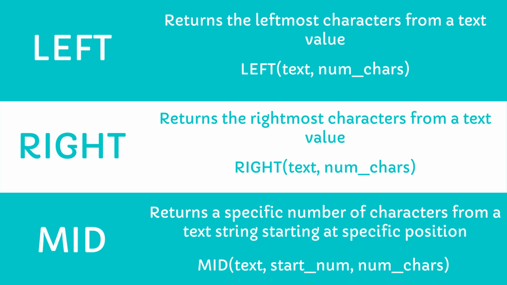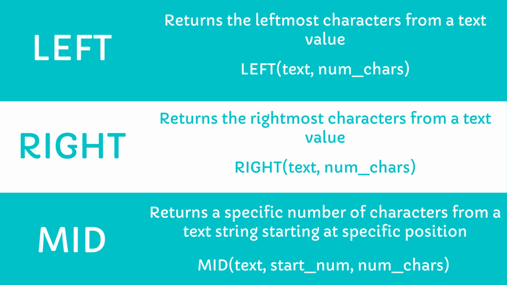The first set of text manipulation functions we'll be studying today are the left, right, and mid functions. The left function basically returns the leftmost characters from a text value. For example, in the name Rahul, if we find the three leftmost characters, it would be R, A, and H. The right function is exactly the opposite of the left function, where it returns the rightmost characters from a text value. Example, in the name Rahul, if we want to find the three rightmost characters, that would be H, U, and L.